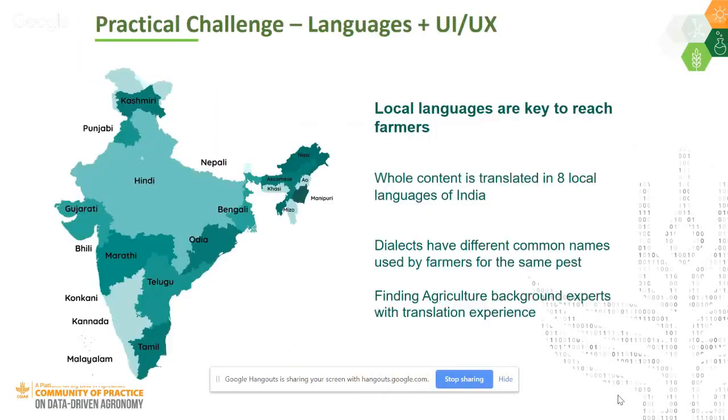And as I already said, one of the biggest challenges is the language part, and getting all the translations perfect. Most of the work is outsourced to professional people, but getting agriculture-background experts for translation has been a challenge, because in agriculture, for the control measures, the biological control measures and the symptom expression, the technical jargon people use is slightly different from the regular language.